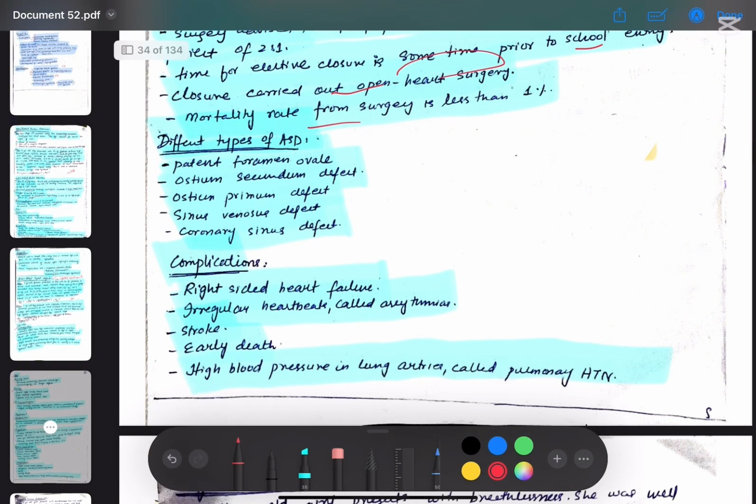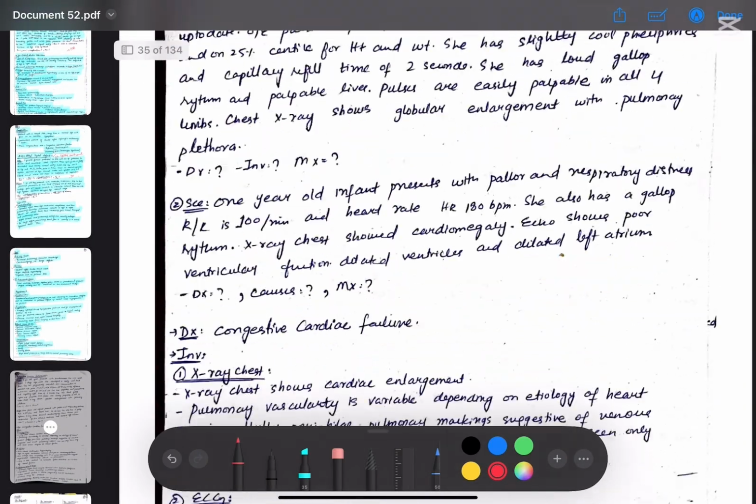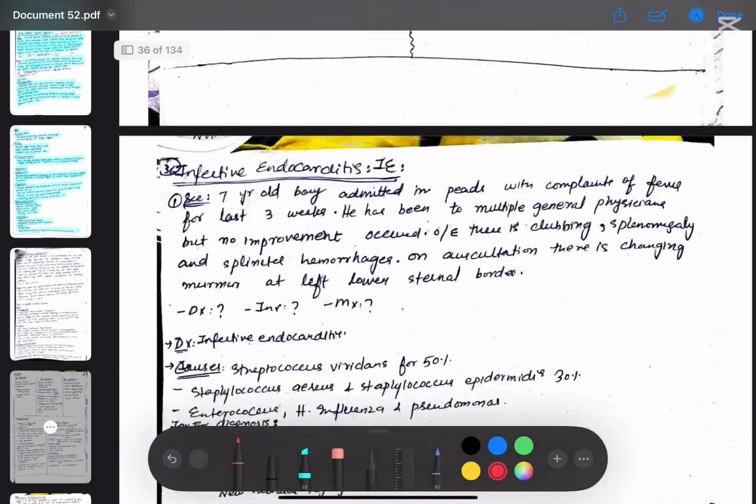These are the different types, that is patent foramen ovale, ostium primum, ostium secundum, sinus venosus, and coronary sinus. And these are the complications, that is right-sided heart failure, irregular heartbeat, stroke, early death, and high blood pressure in lung arteries. In the next section, we will discuss congestive cardiac failure and infective endocarditis.